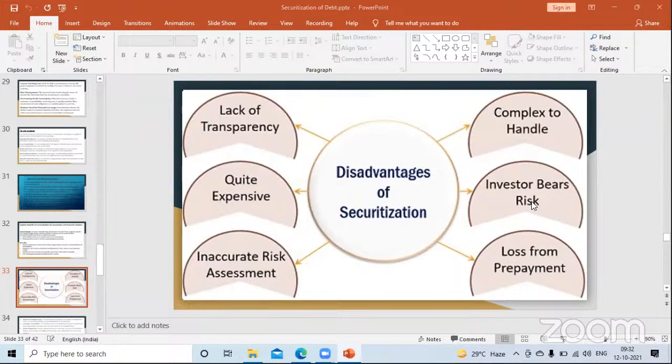Investor bears risk. Ultimately, who has to bear the risk? Those who are purchasing the securities, the investors. So they will have to bear all the risk.